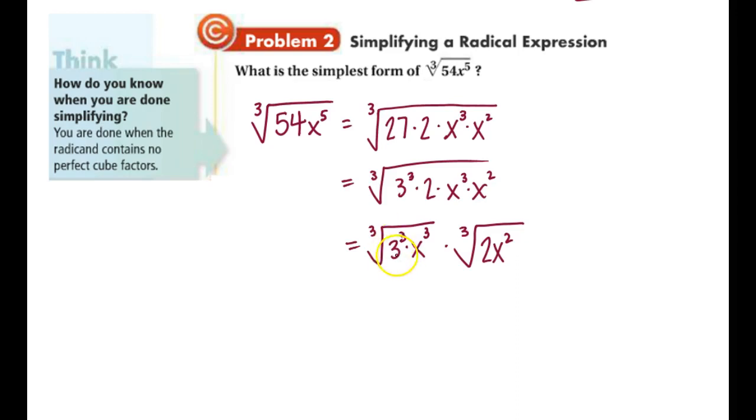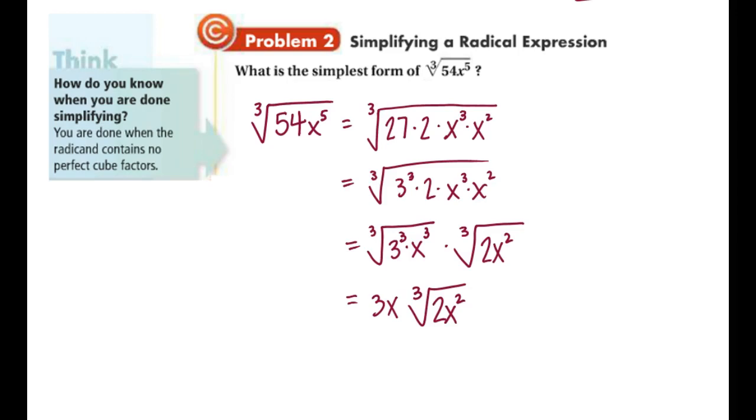And you can notice for the first radical, the index and each of the exponents match. So that means I can take the cube root of 3 cubed and just get 3, and take the cube root of x cubed and just get x. So that expression pops out of the radical. The expression, the cube root of 2x squared, cannot be reduced. So that means my simplified form of the original expression, the cube root of 54x to the 5th, is equal to the product of 3x and the cube root of 2x squared.